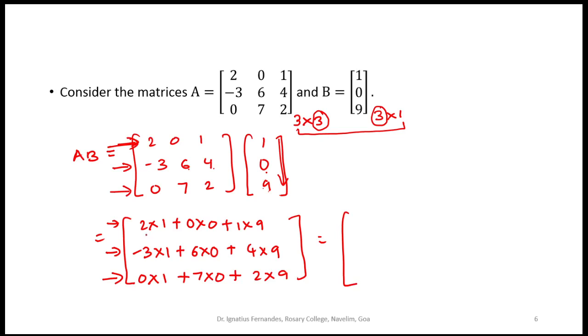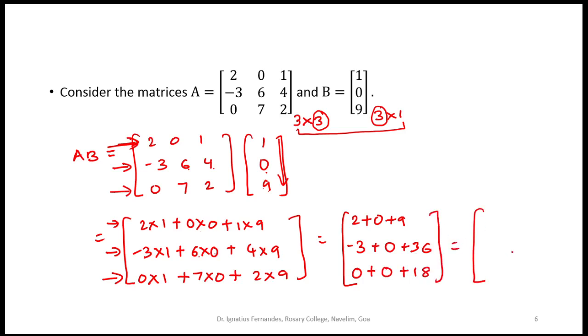So I carry out this. Here this is 2 into 1 plus 0 plus 9. Here I have minus 3 plus 6 into 0 is 0 plus 9 into 4 is 36. Here I have 0 plus 7 into 0 is 0 plus 2 into 9 is 18. So the final matrix that we are looking at is 2 plus 9 is 11, minus 3 plus 36 is 33, and 18. What I have is a 3 by 1 matrix. This is a product of A and B.